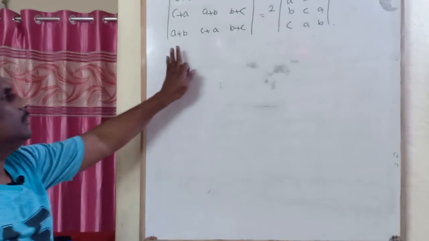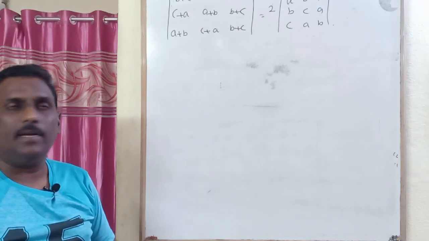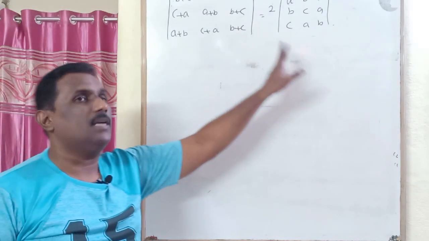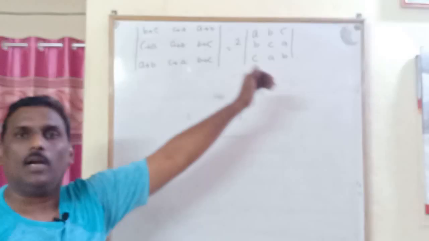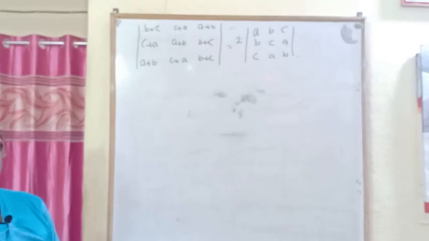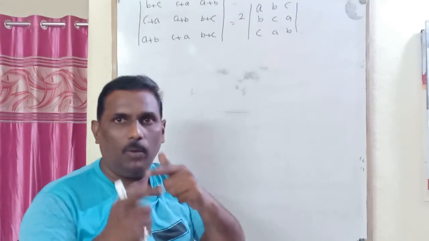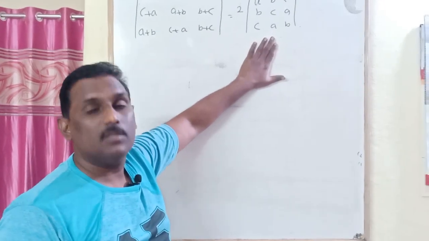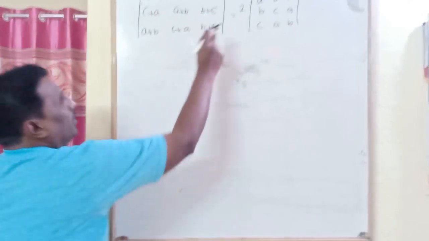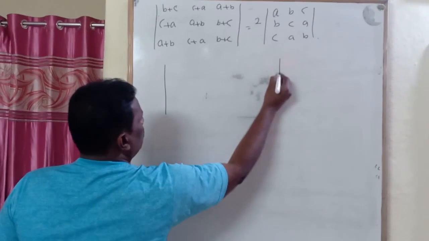Show that this determinant equals twice this determinant. Here, again, we have to prove one determinant equals twice another determinant. If it were a product of some factors, I could go for row operations, subtraction, addition. But here again I am supposed to get a determinant. So how to do this? This 2 is there. This 2 will give the idea of what to be done.